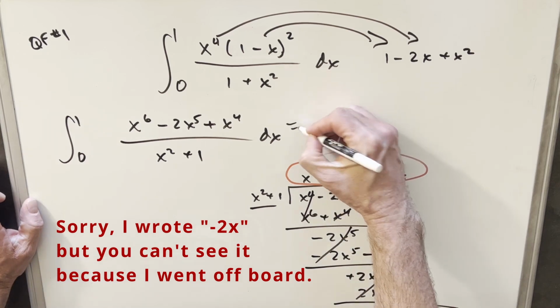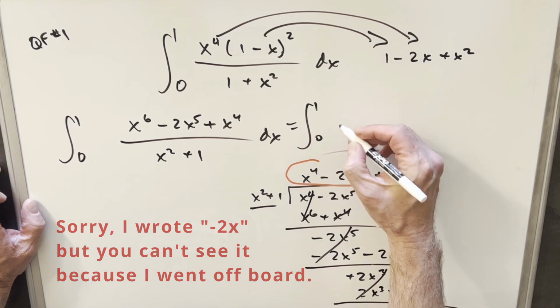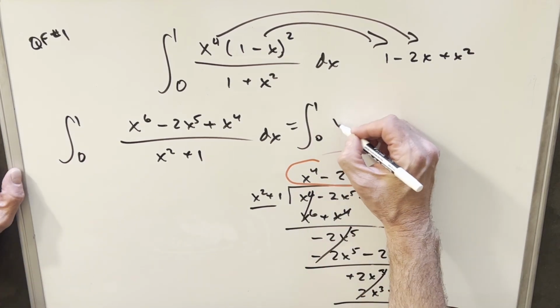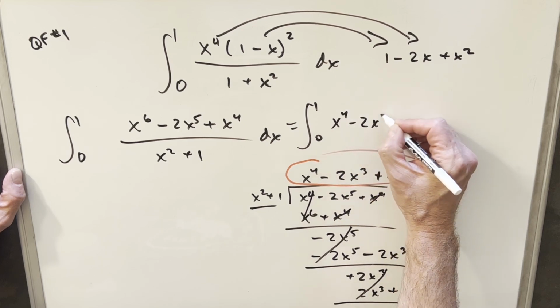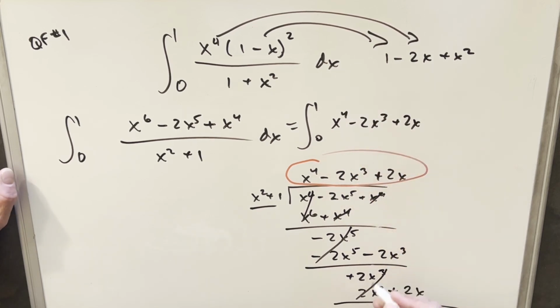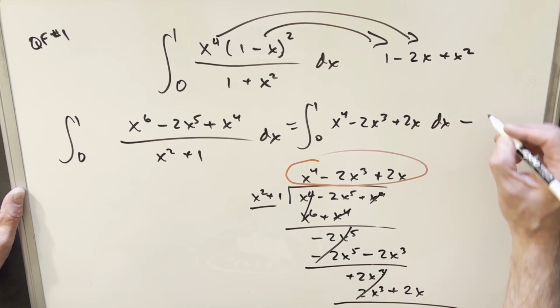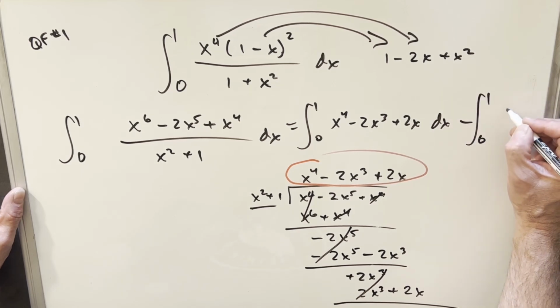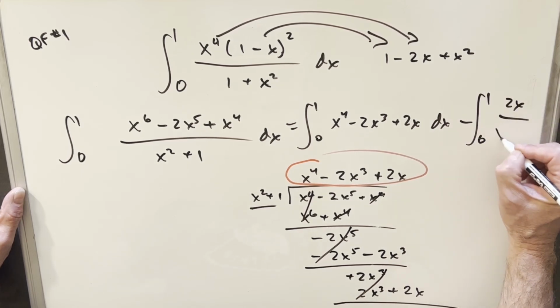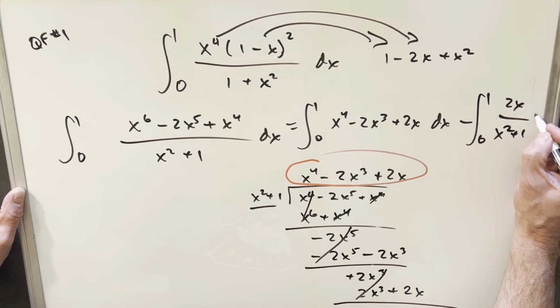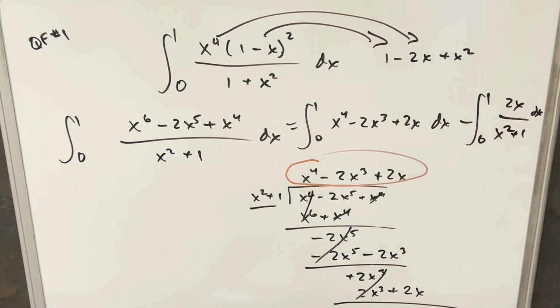So we're going to have here from 0 to 1, x to the 4th minus 2x cubed plus 2x. And then we'll have this. I'm going to bring my minus outside. And we're going to have 2x over x squared plus 1. Sorry, running out of space.